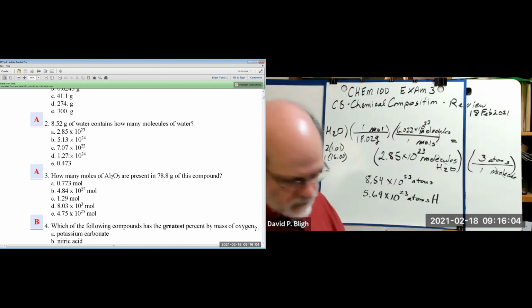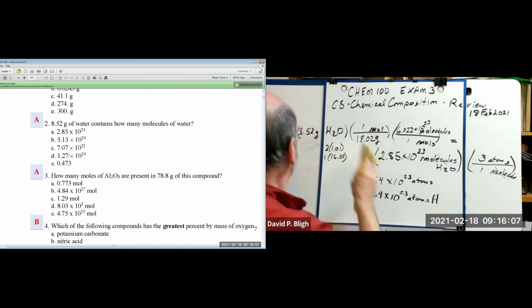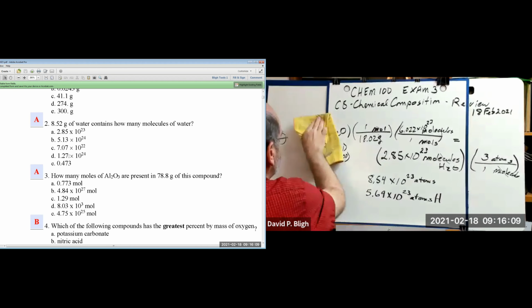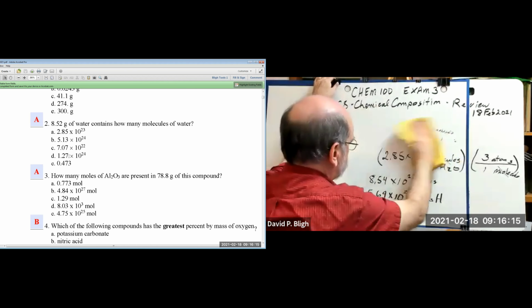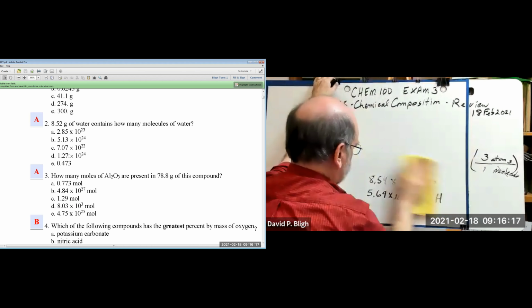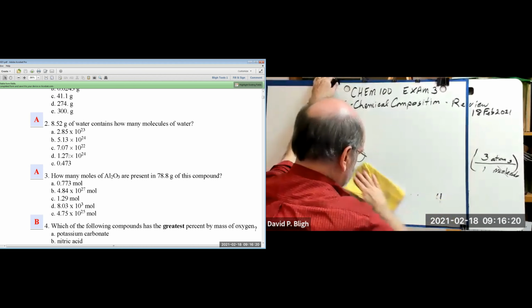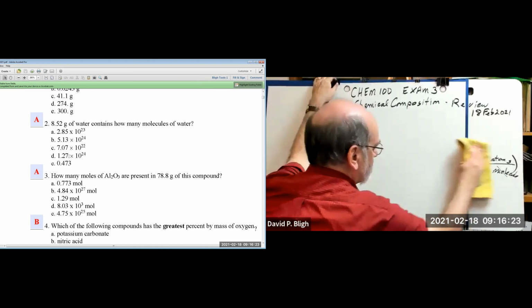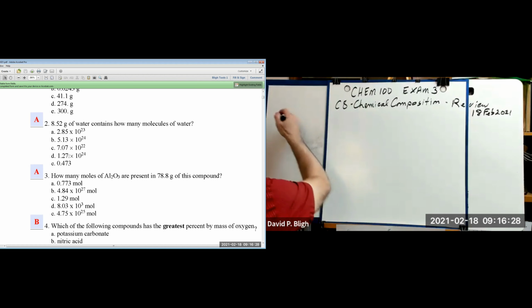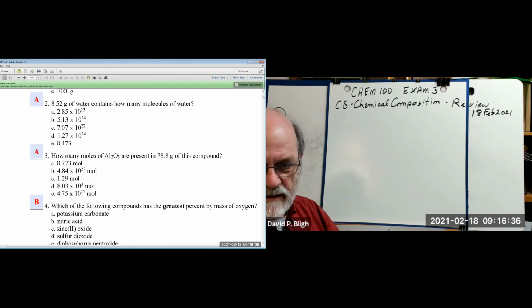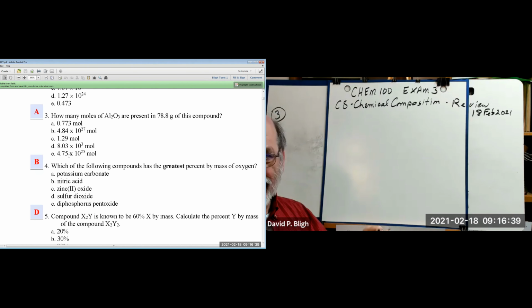Okay, so let's move on to number 3. Okay, 3 out there, and still on the board. All right, scroll up a little bit. How many moles of Al2O3 are present in 78.8 grams of this compound?